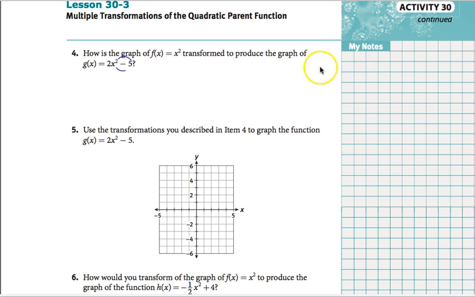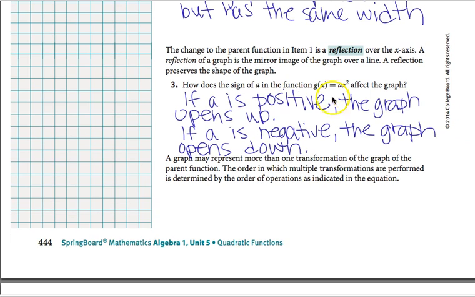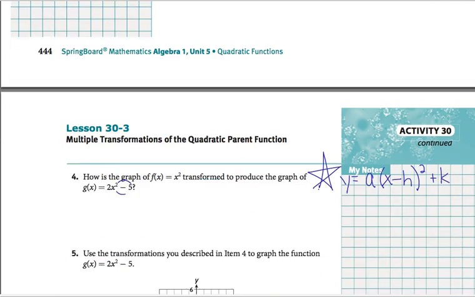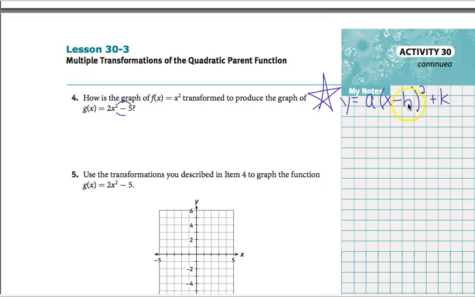Over in the margin, I want you to put a big star by this, because this is our general form of a quadratic: y equals a times x minus h squared plus k. These are all the letters that we've talked about. If you go through your notes, we just talked about the sign of a here. Back in 30-2, we talked about if a is bigger than 1, then that has a vertical stretch, and if it's between 0 and 1, it's a vertical shrink. In 30-1, we talked about h and k.